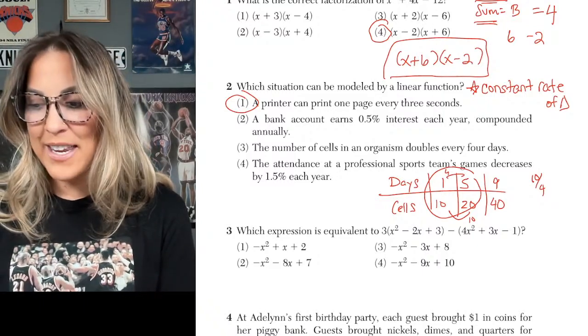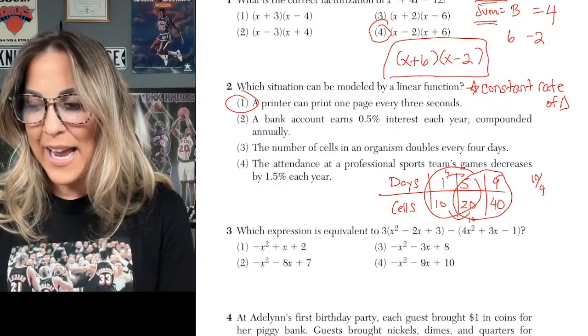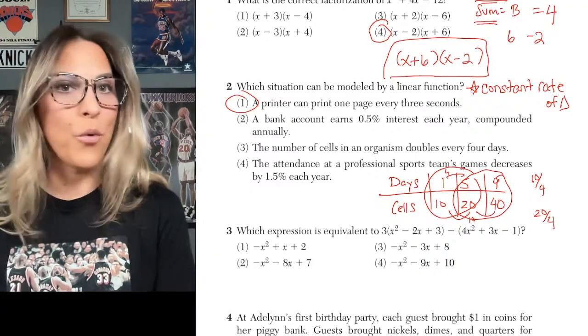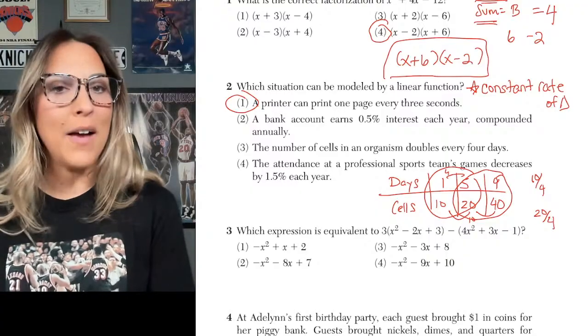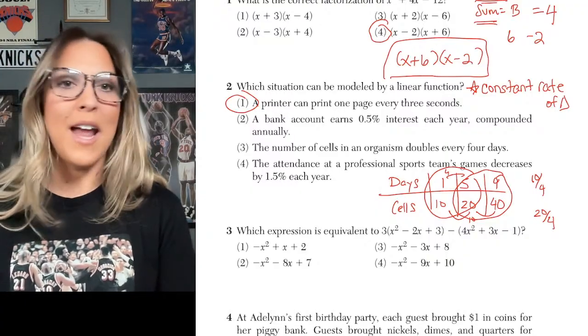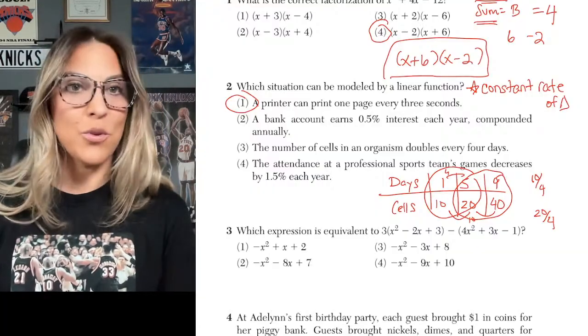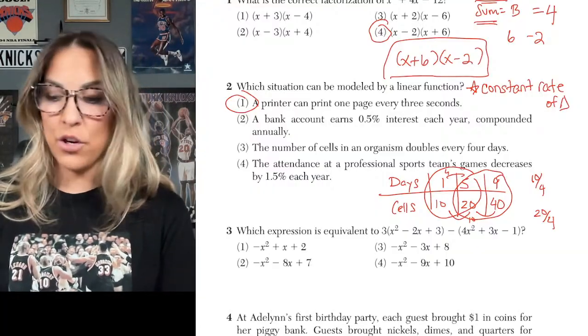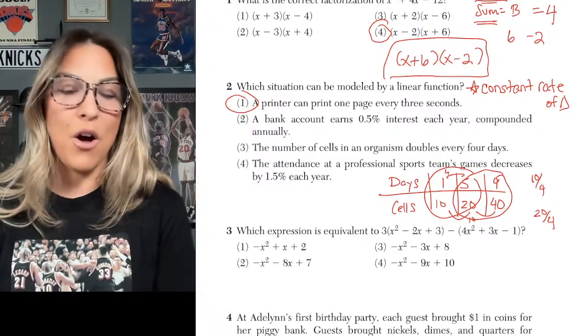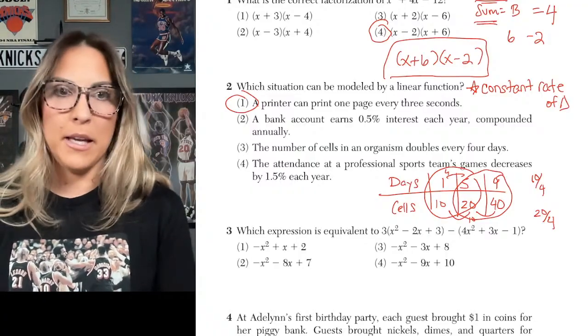But then if I look at the next 2 ordered pairs, it's going to be 20 cells over 4 days. So that's a rate of change of 5 cells per day. So these two are not equal. It is not increasing by the same amount. So the rest of these answer choices are going to be exponential, not linear. So if you see that there's a percent involved, that's your hint that it's not going to be linear.